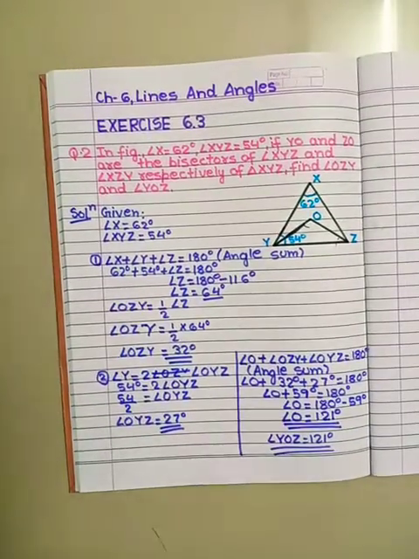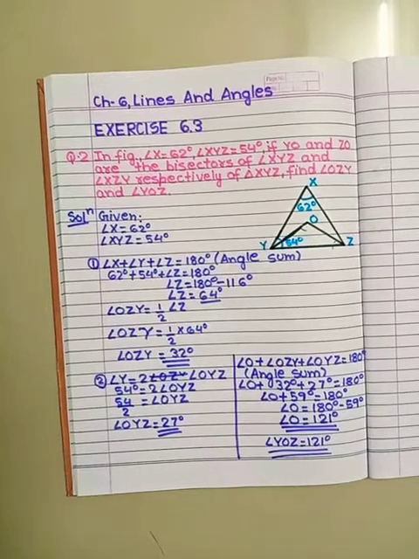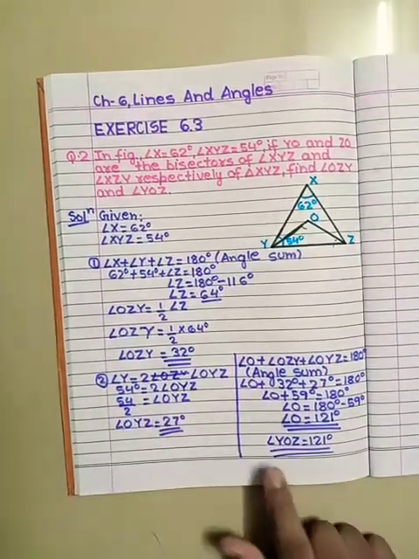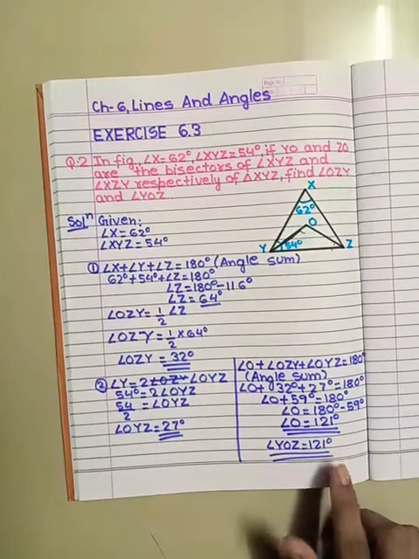In this way we have completed the question and found that angle OZY is equal to 32 degrees and angle YOZ is equal to 121 degrees.